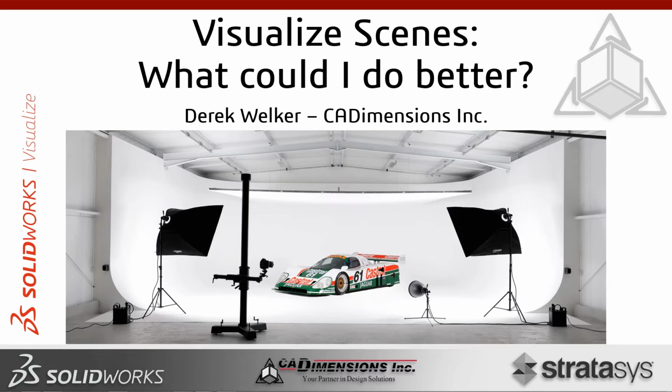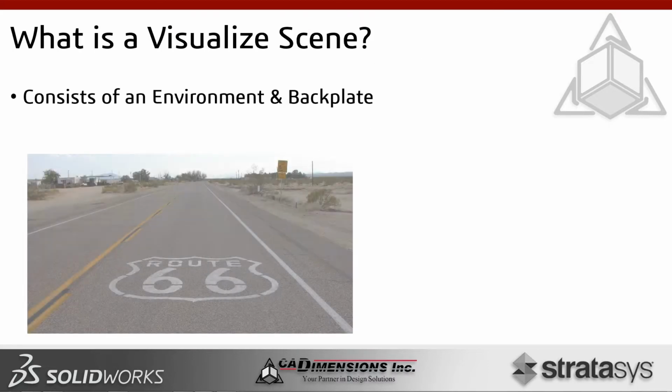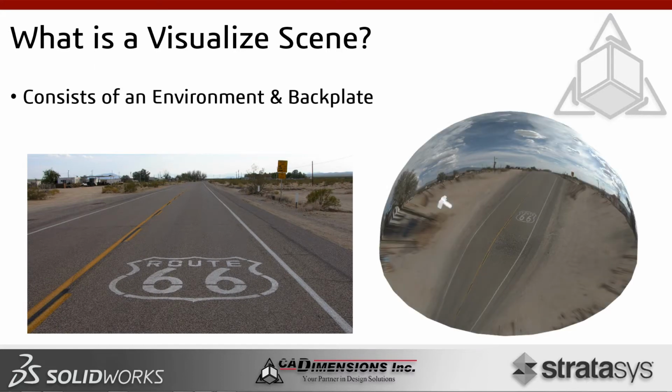So the first thing that I want to talk about today is, what is a visualized scene? A visualized scene consists of an environment and a backplate. Now, when we talk about an environment and a backplate, they are different things. An environment is like the image that's on the right. It's essentially a 3D sphere of one image that has a ground and then everything else above it, which contains all of your lighting information, along with all of the background and stuff like that.